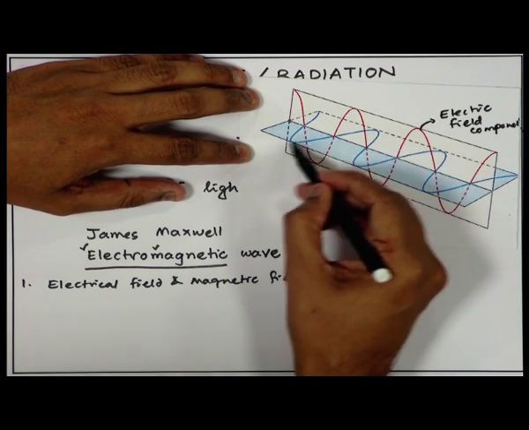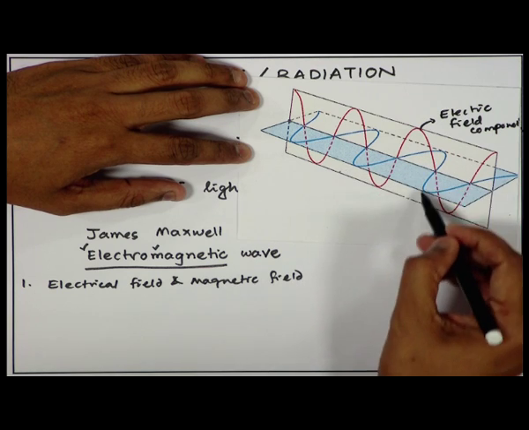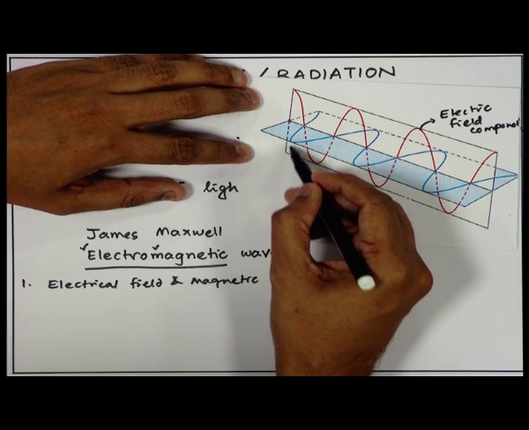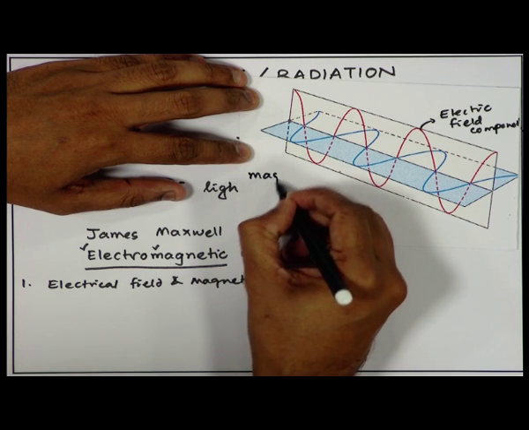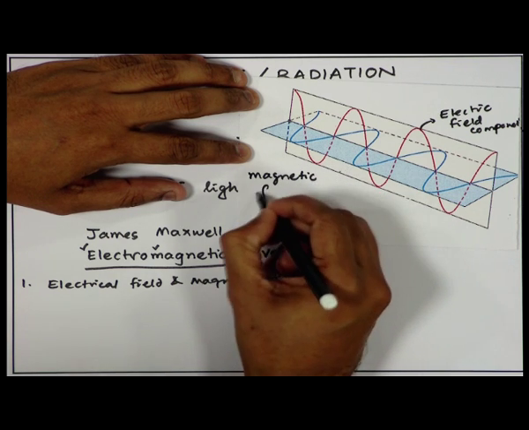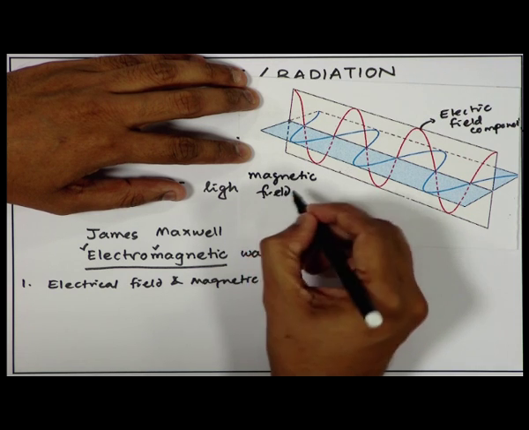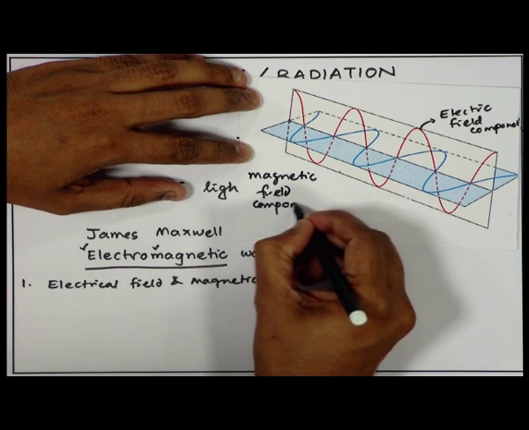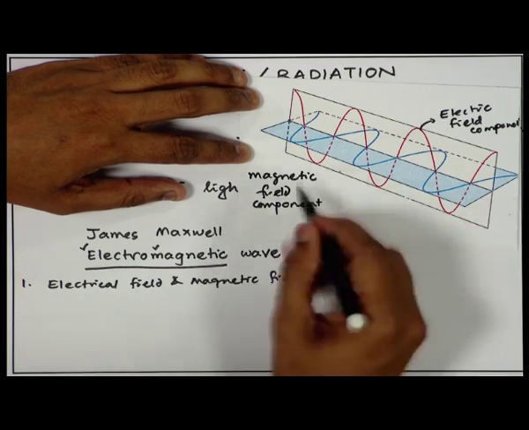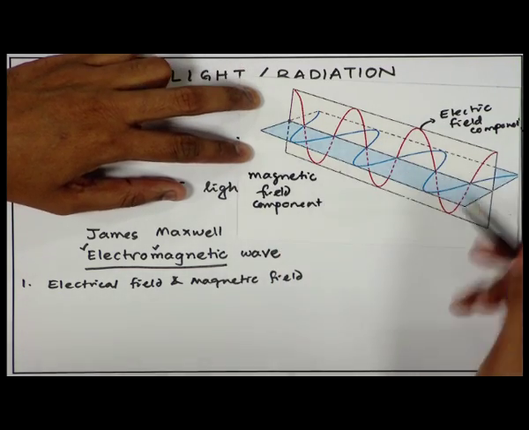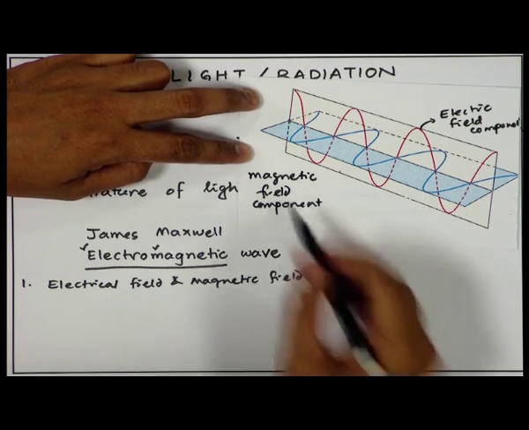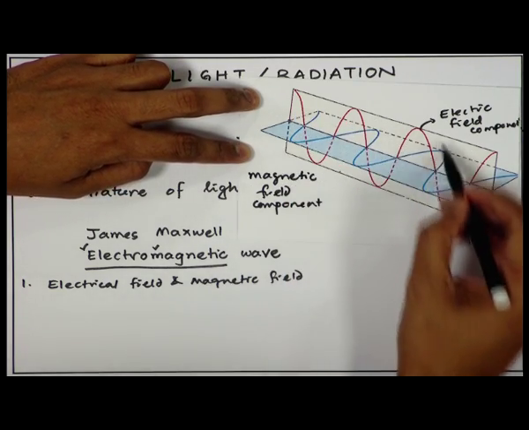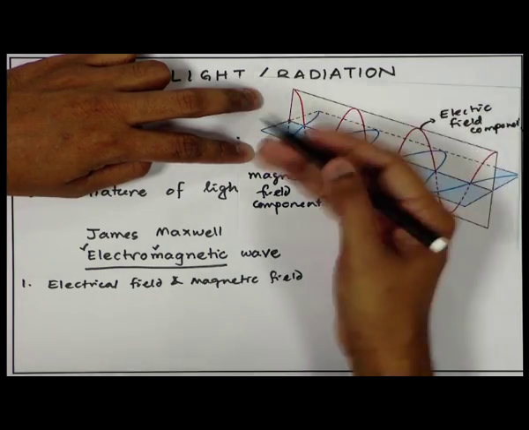And it also has a magnetic field component, which is given as the blue line. When light is propagated, it produces an electric field and a magnetic field, but what is interesting is that the electric field and the magnetic field that it produces are orthogonal to each other.